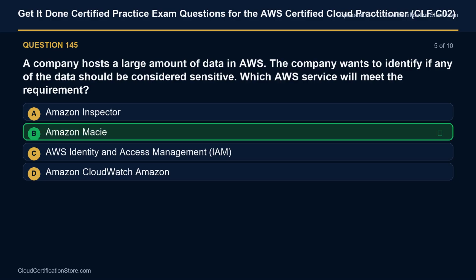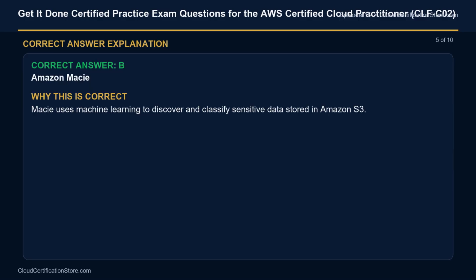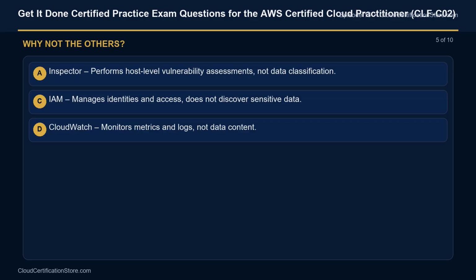The correct answer is B, Amazon Macie. Explanation: Macie uses machine learning to discover and classify sensitive data stored in Amazon S3. Why not option A? Inspector performs host-level vulnerability assessments, not data classification. Why not option C? IAM manages identities and access, and does not discover sensitive data. Why not option D? CloudWatch monitors metrics and logs, not data content.